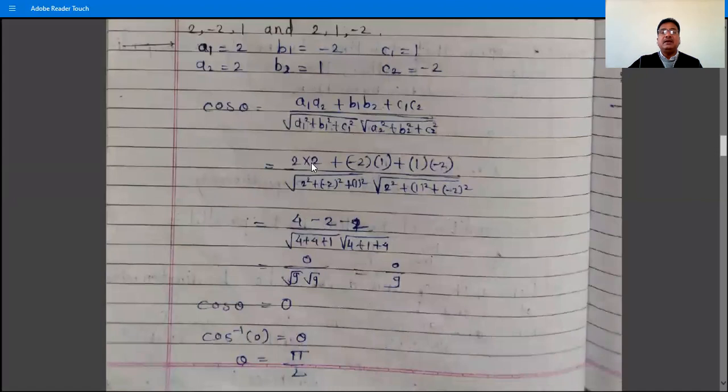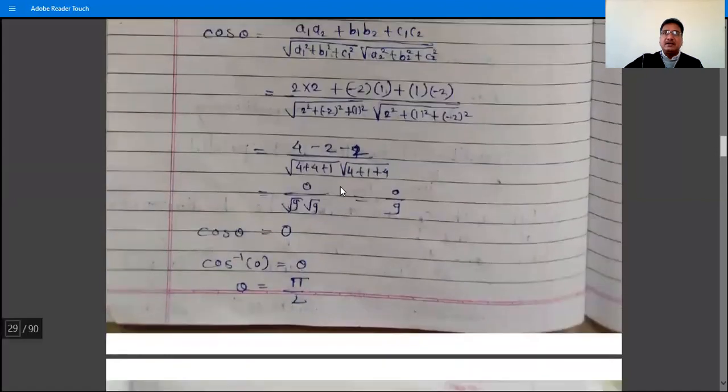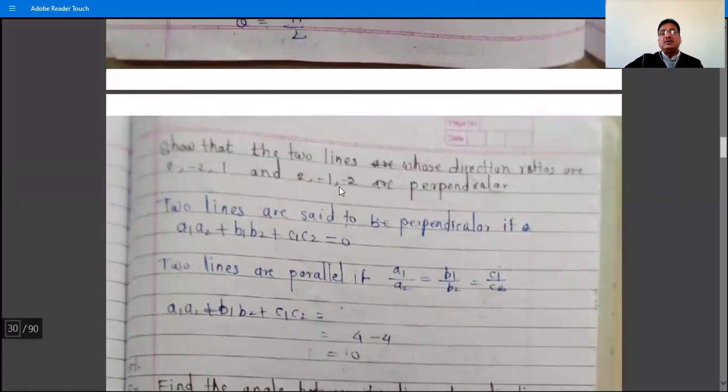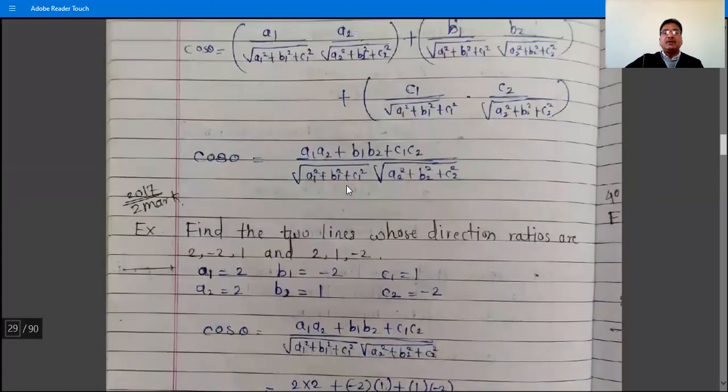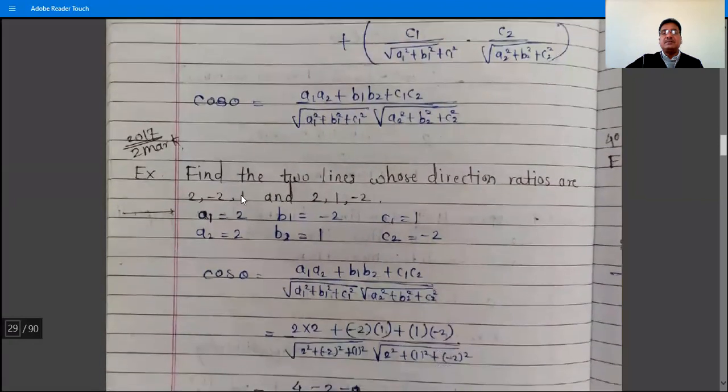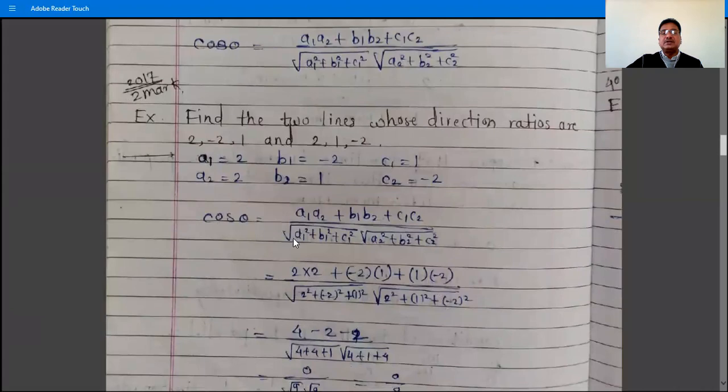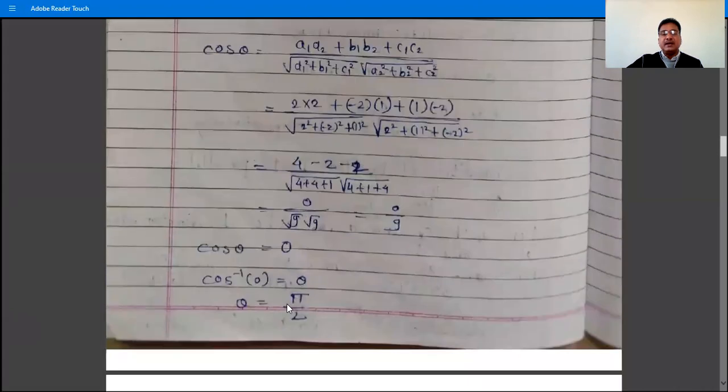This depends on whether we know the direction ratios of the two lines or the direction cosines of the two lines. If we observe this example, find the angle between two lines whose direction ratios are 2, -2, 1 and 2, 1, -2, that is, a1 b1 c1 are these and a2 b2 c2 are 2, 1 and -2, we use the formula for cos theta in terms of direction ratios, and substitute the values, and we have the angle.